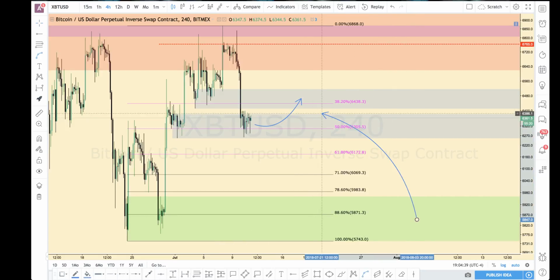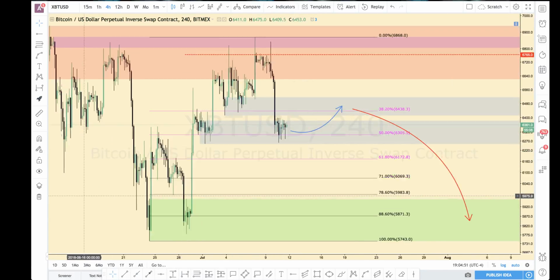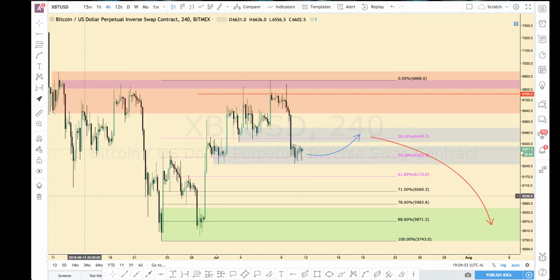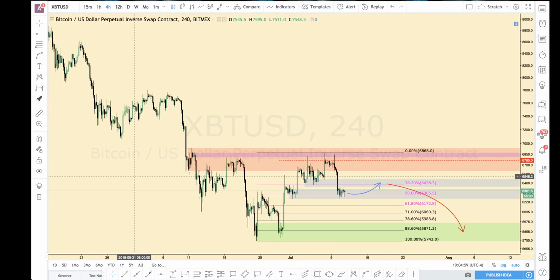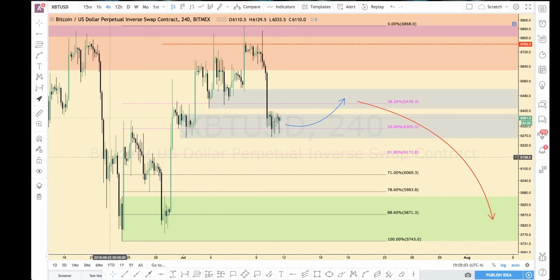Now, if we touch the bottom order block, that remains to be seen. I don't know. This is currently my ideal scenario. This is what I'm looking for to take place. If I zoom out, zoom back in, there's something happening right here in this general zone.